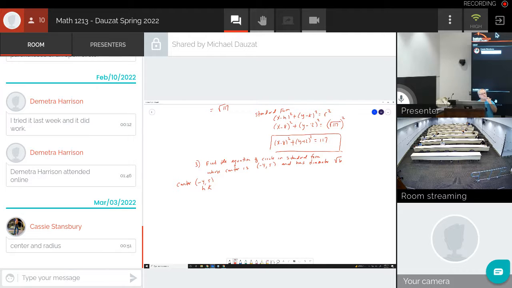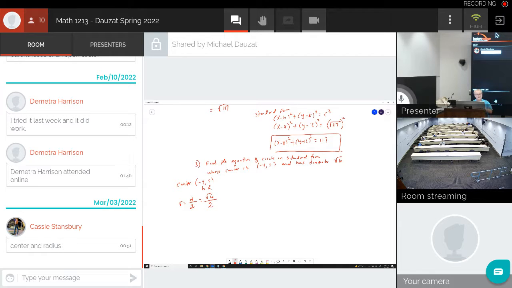I don't quite know the radius. I know what part of the circle though, the length of the diameter. So from there I can find the length of the radius. The radius is the diameter divided by 2. Well, what's the diameter here? Square root of 6, so that's square root of 6 divided by 2. Now don't say 6 divided by 2 is 3, because that's not 6 divided by 2. That's the square root of 6 divided by 2. And that's not the square root of 3.